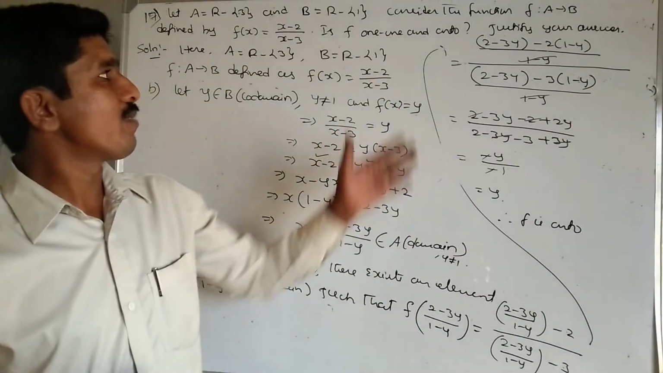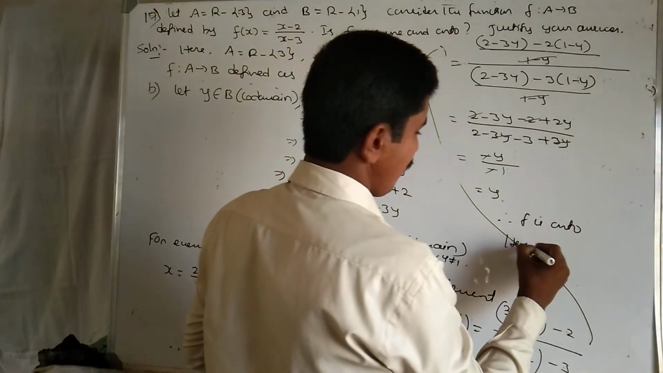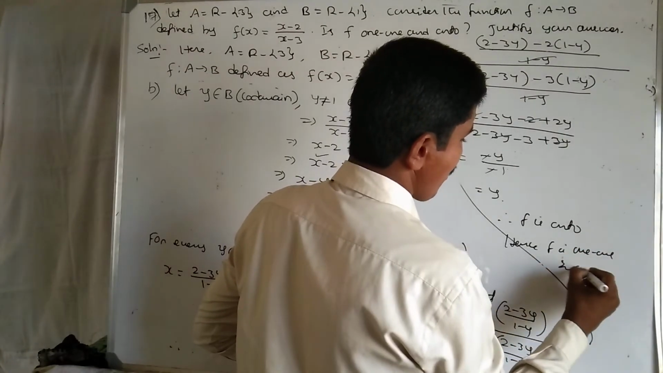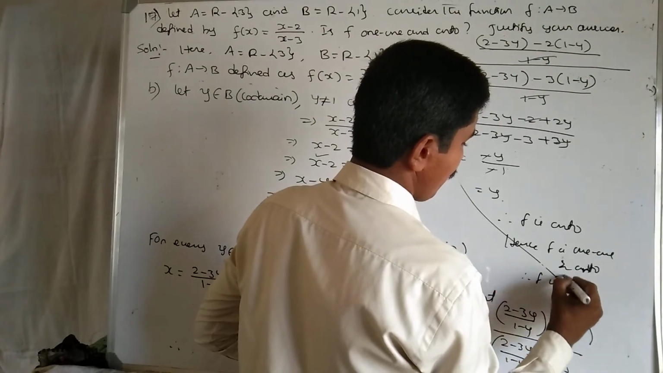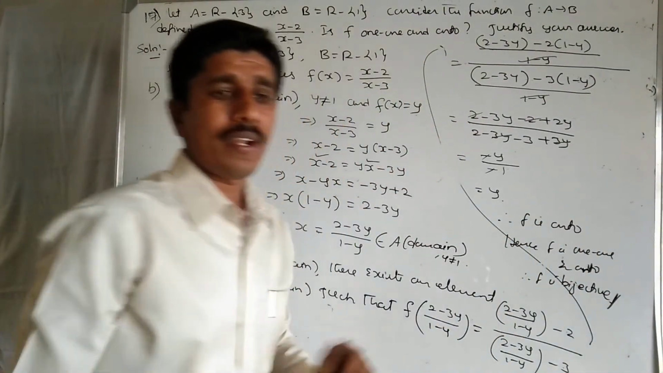Is it both one-one and onto? Clearly it is one-one and onto. Hence f is both one-one and onto, which means clearly f is bijective. So, got it? Mind it.